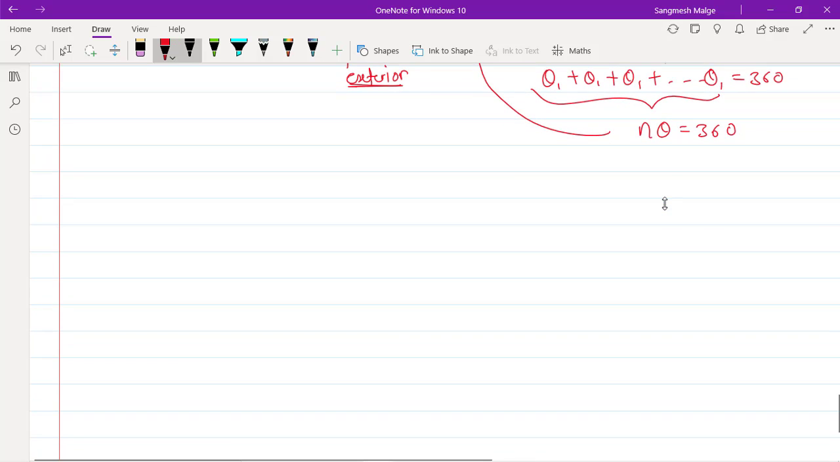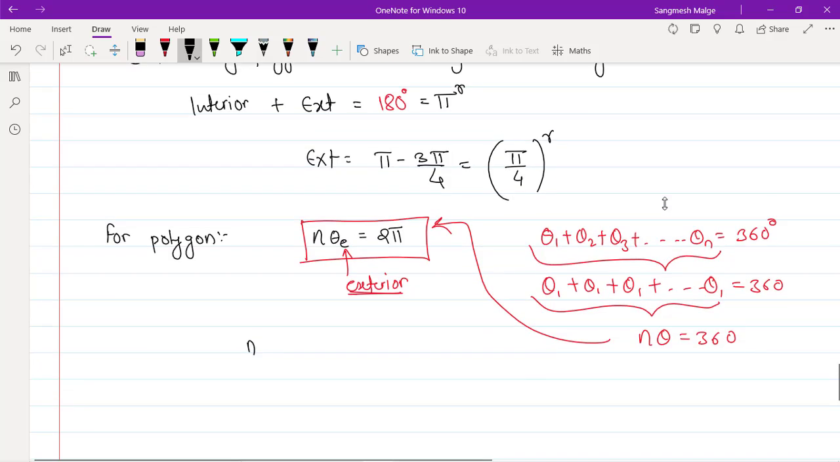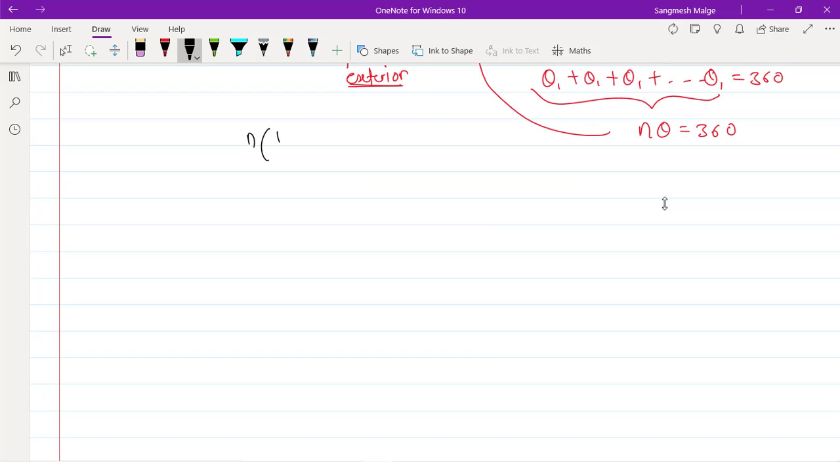So n theta e is equal to 360 degrees. So n as it is, theta e is how much? Exterior angle is pi by 4. n into pi by 4 is equal to 2 pi. Okay, this pi gets cancelled, so n is equal to 4 into 2, which is 8. So how many sides do you have for the given polygon? It is 8. This becomes the number of sides.